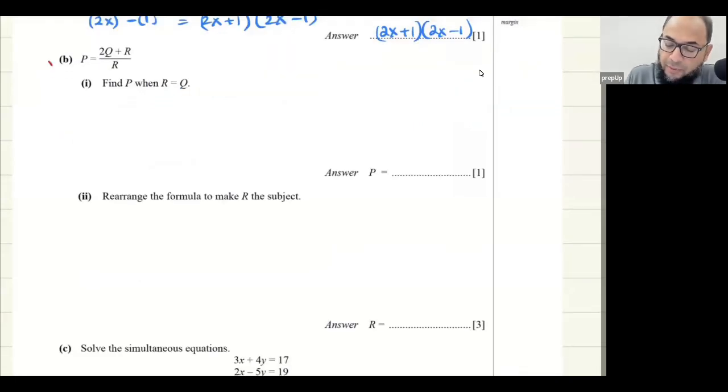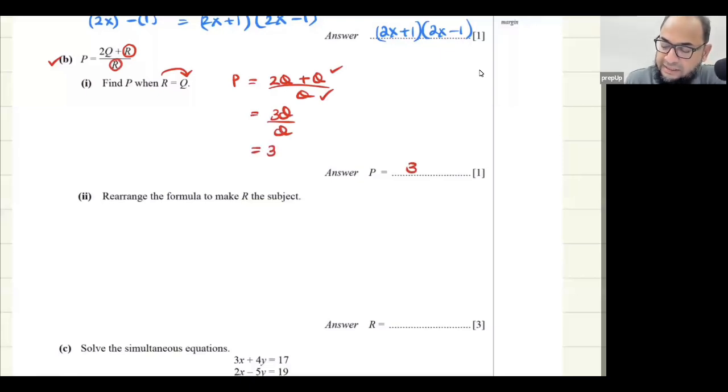Now let's talk about part B. P is (2q plus r) over r. Find P when r is equal to q. Therefore, P is equal to (2q plus q) over q. So I have replaced r with q. This r is replaced with the q. This r is replaced with the q. So therefore, this is 3q over q, which comes out to be 3. Pretty basic stuff. This thing is also done.